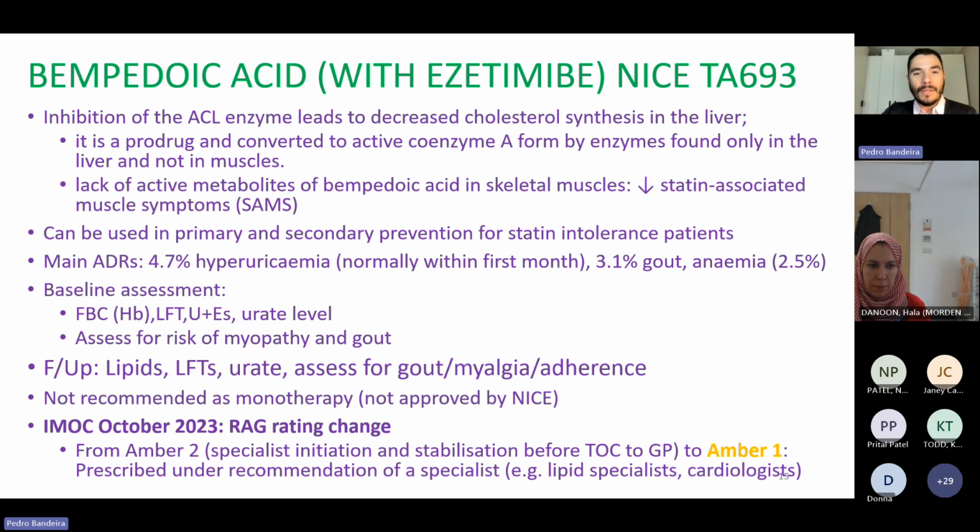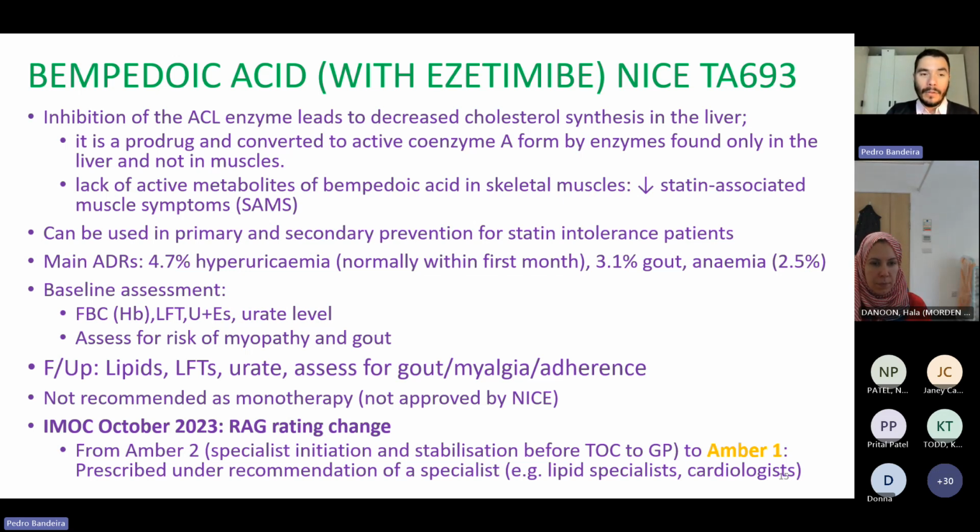The beauty of this drug is also that it can be used in primary and secondary prevention, and it's normally well tolerated. However, I would say with a caveat that I normally would try other types of statins before giving the patient this option, because this is slightly more expensive and requires more baseline blood tests.